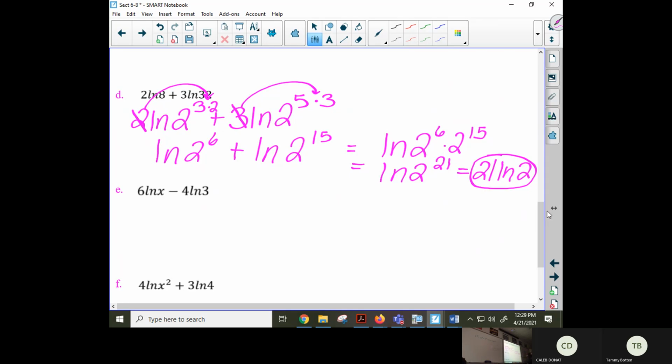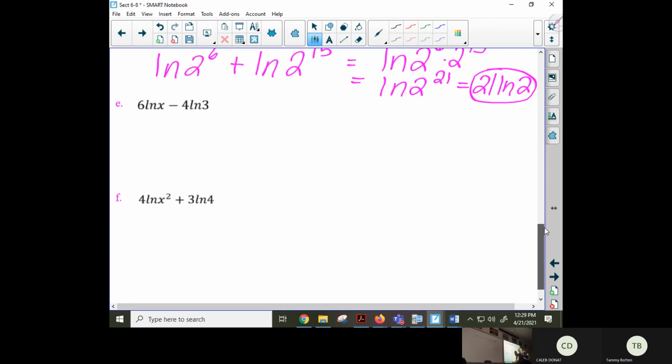Okay. All right. So let's look at this one. And here we have an x and a 3. So there's nothing we can do to get those the same. So I'm going to bring this 6 up here and this 4 up here as a power. So I'd have natural log of x to the 6th minus natural log of 3 to the 4th.